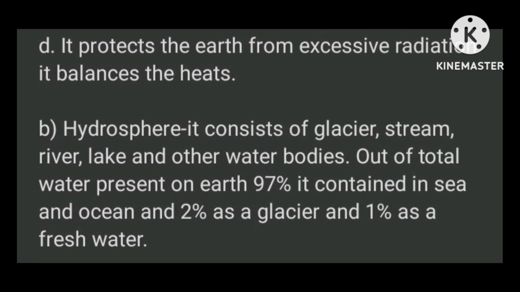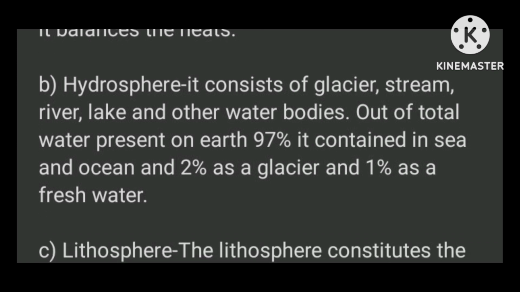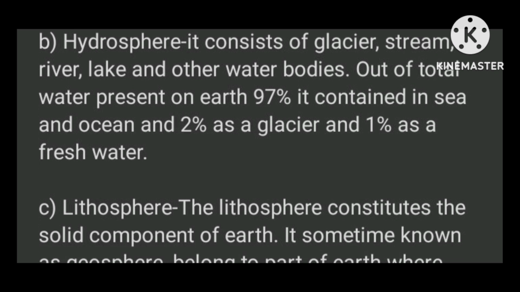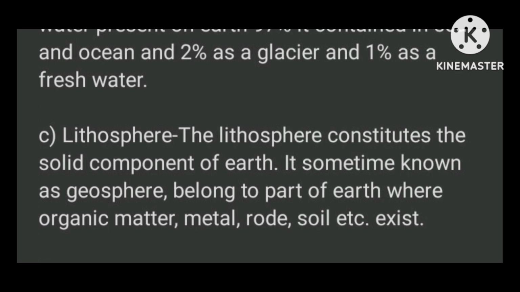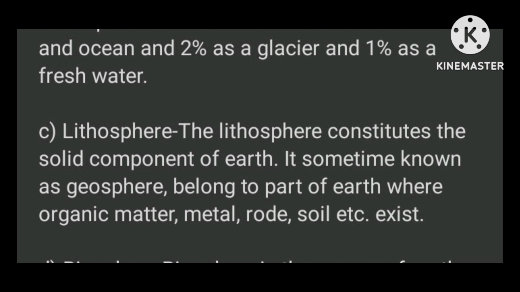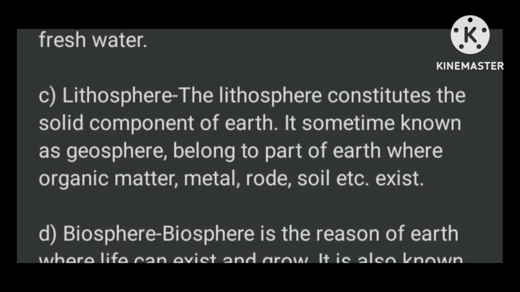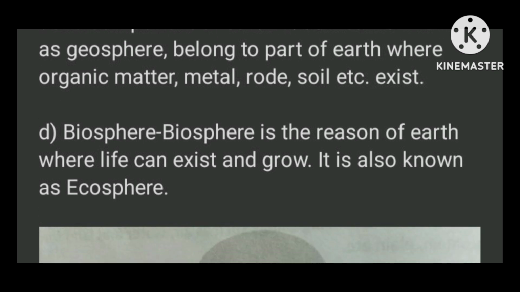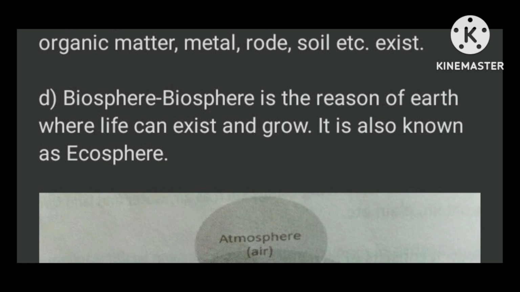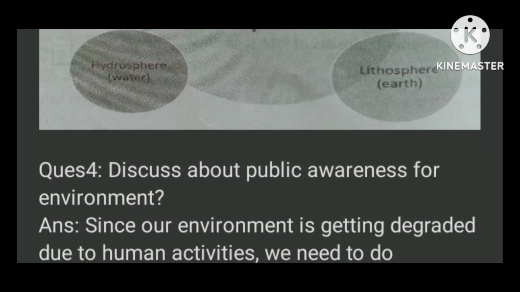B. Hydrosphere consists of glaciers, streams, rivers, lakes and other water bodies. Out of the total water present on earth, 97% is contained in seas and oceans, 2% as glaciers and 1% as fresh water. C. Lithosphere constitutes the solid component of earth. It is sometimes known as geosphere, the part of earth where organic matter, metal, rock, soil, etc. exist. D. Biosphere is the region of earth where life can exist and grow. It is also known as ecosphere.